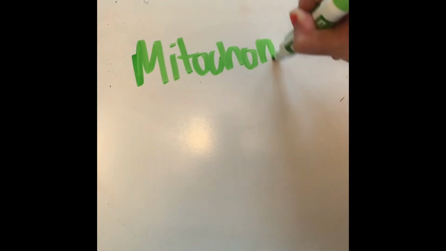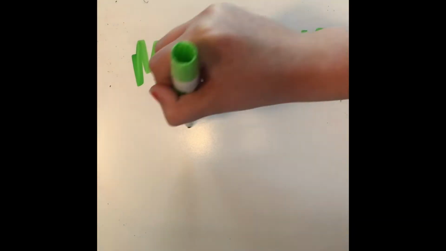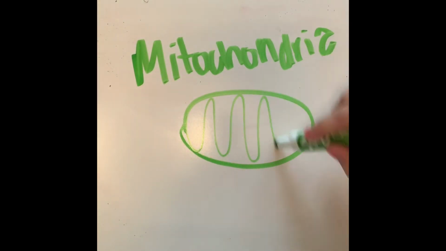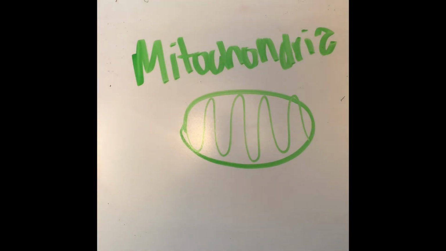The mitochondria is where cellular respiration occurs and most ATP is generated here. Some cells have one large mitochondria, but most have hundreds or even thousands.